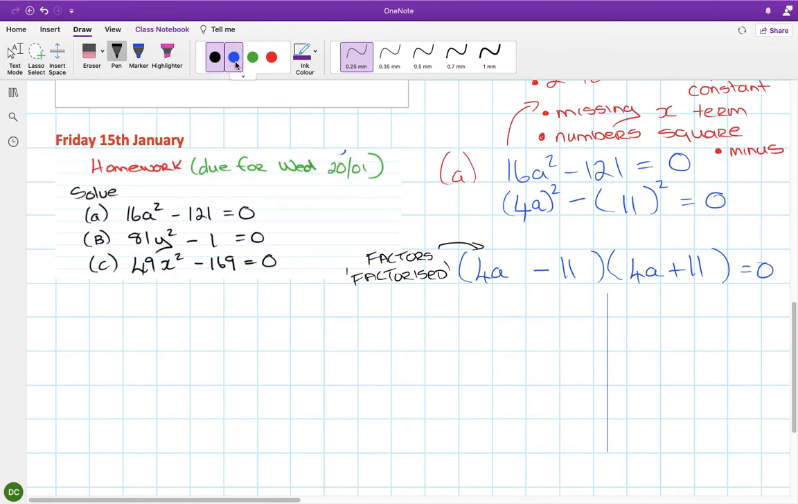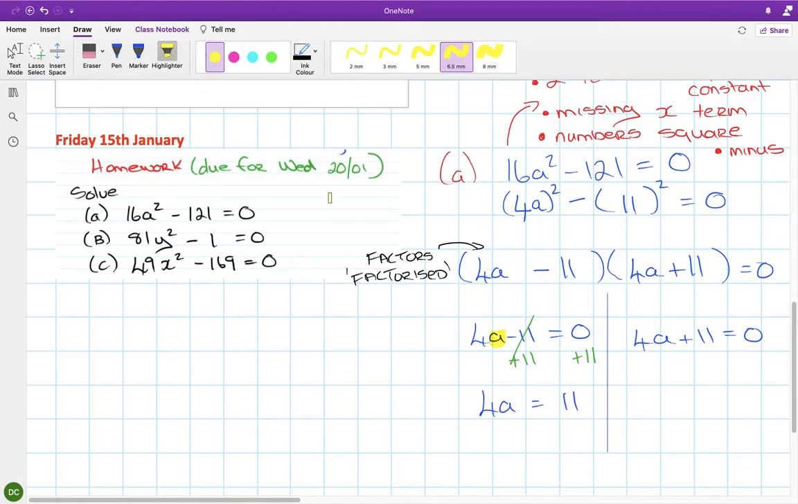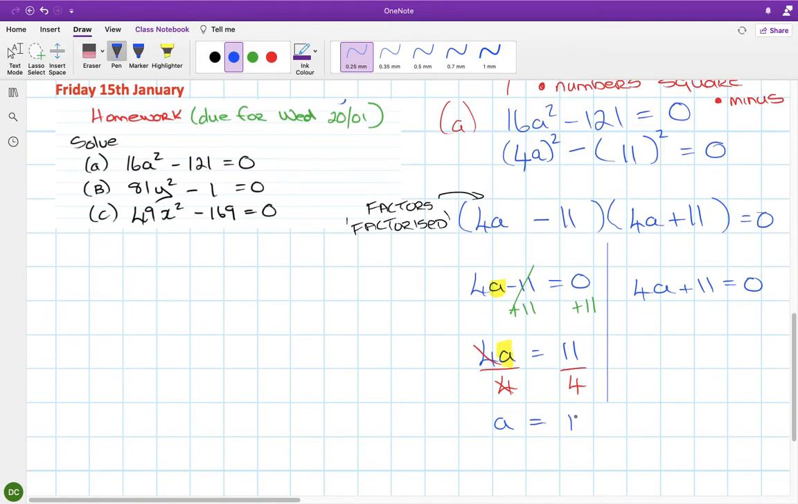So now we're going to move on to the solving stage where we take 4a minus 11 and we let it equal 0, and we take 4a plus 11 and we let it equal 0. We are trying to isolate the a. So we're going to get rid of the minus 11 with a plus 11 and a plus 11 to balance. So now I have 4a equals 11. Still trying to get that a. At the moment, it is being multiplied by 4. So I'm going to divide by 4 and then divide by 4 on the other side. So I get a equals 11 over 4.